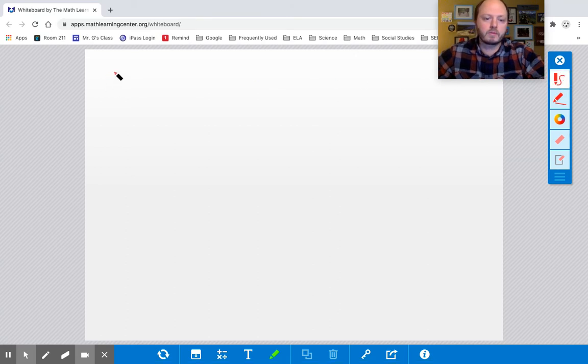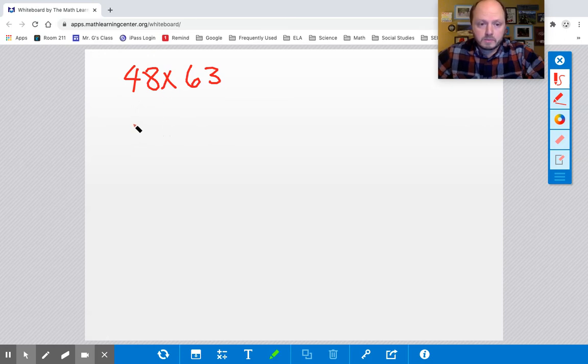All right, so there it is. Let's imagine we have a problem like 48 times 63. So both of these are multi-digit numbers. So we're going to split up both of these factors into their place values. So we're going to make a rectangle that looks actually more like a square.